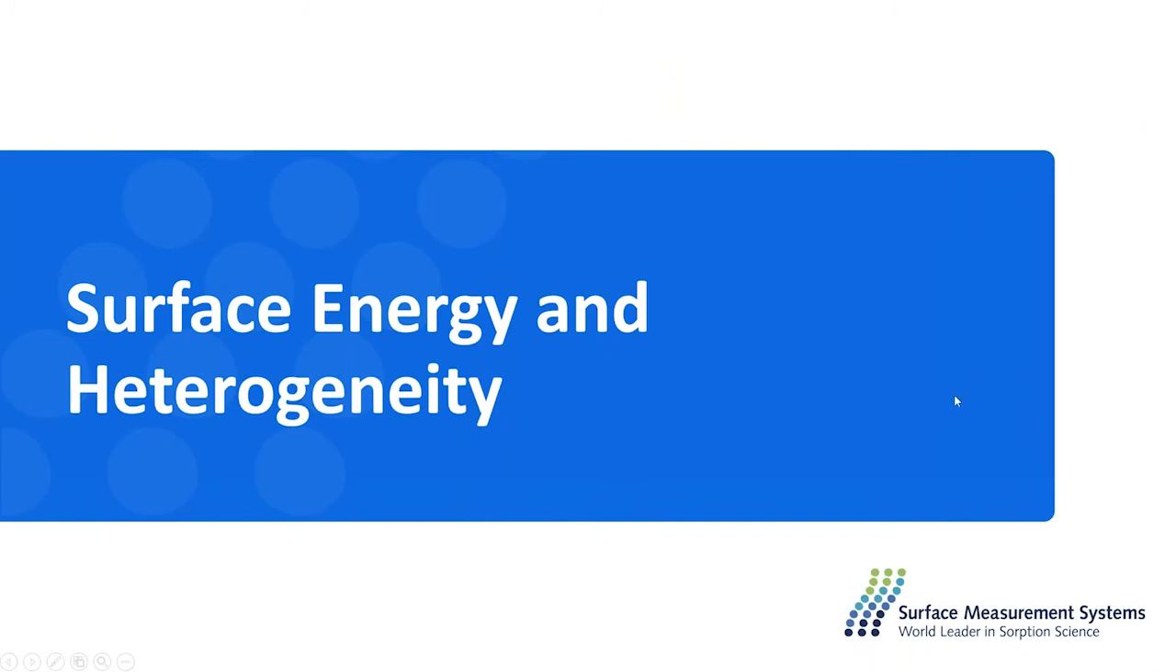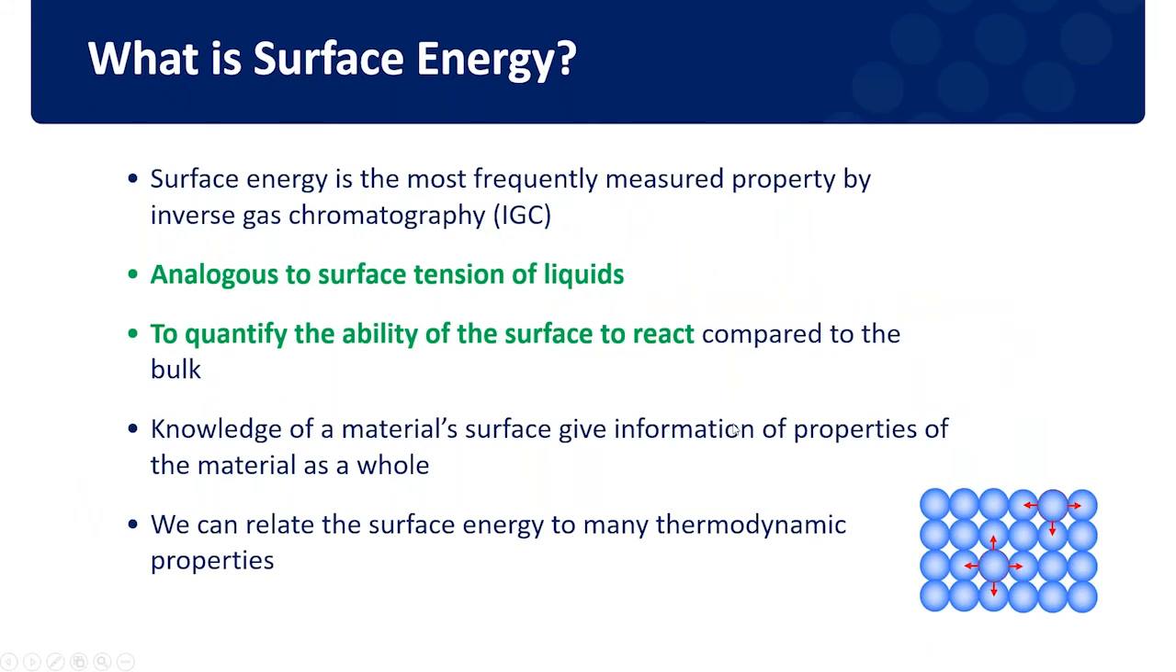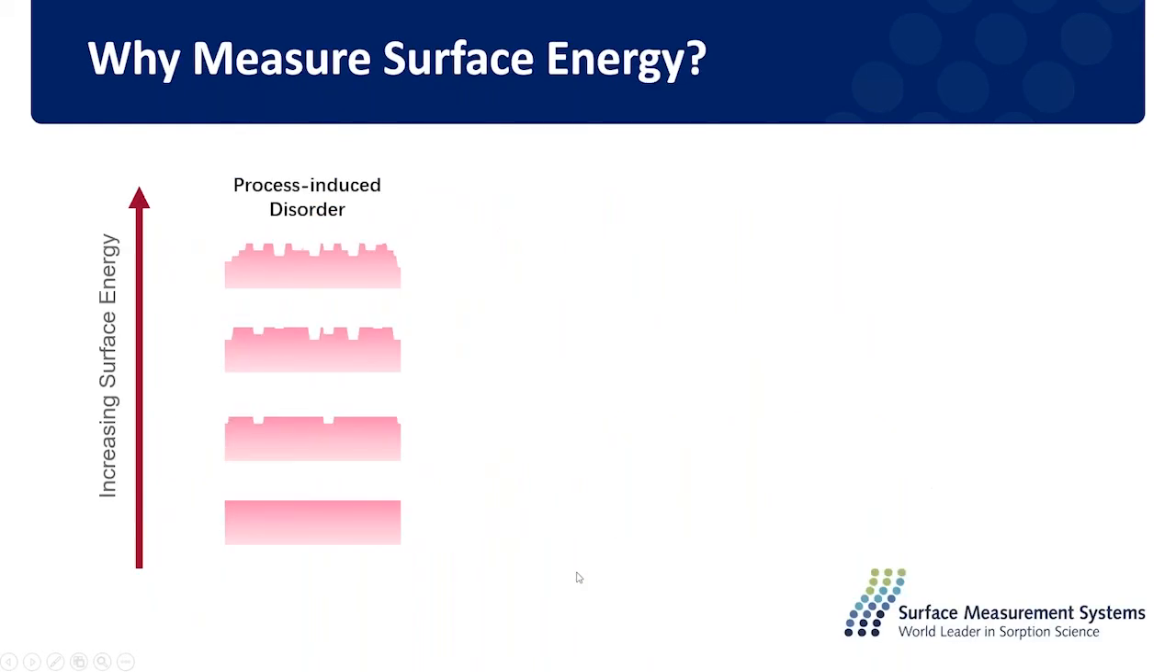So now that we have the surface area of a sample, we can analyze its surface energy. And this is the most common property measured using inverse gas chromatography. The surface energy of a sample is quite analogous to the surface tension of a liquid, and it's just the difference between our sample's surface and its bulk. And from its surface energy, we can find out a load of different thermodynamic properties.